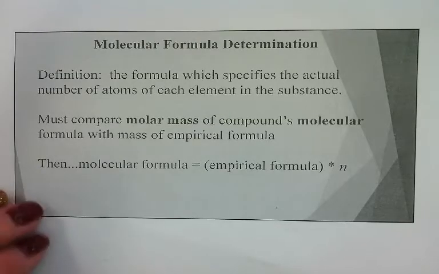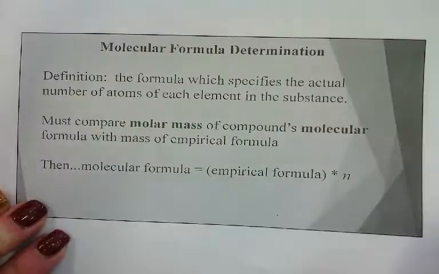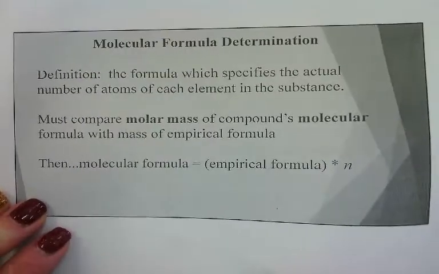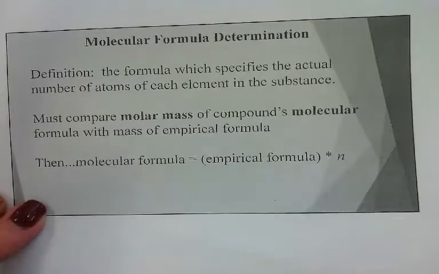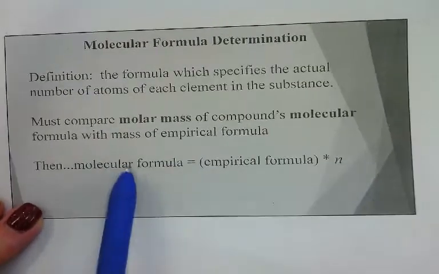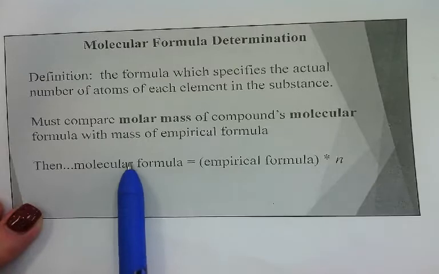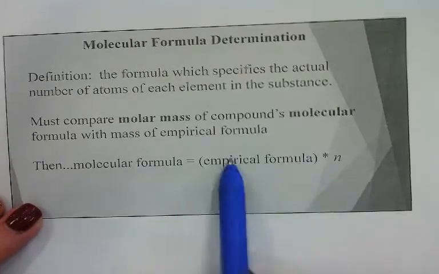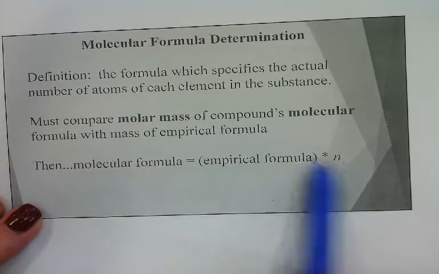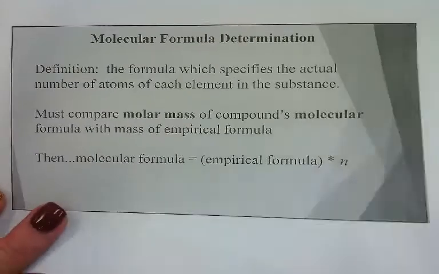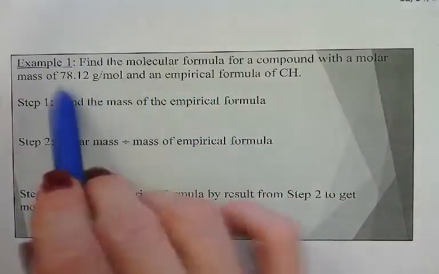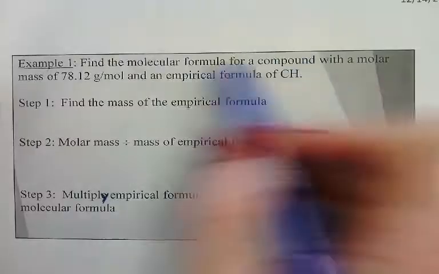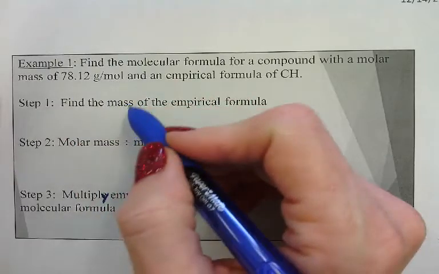You have to compare the molar mass of a compound's molecular formula with the mass of its empirical formula. Okay, so I'll show you. Once we have the empirical formula, the molecular formula is going to be equal to the empirical formula times a certain number. Okay, I'll show you. It's not really that hard. So we'll have to give you the molecular mass.